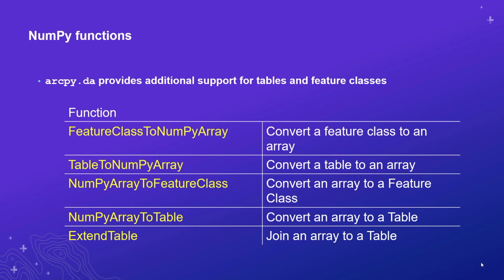There are 5 functions found in the ArcPy library that can be used to convert to and from NumPy arrays. They're shown on this slide. The first 4 are fairly self-explanatory. The 5th, extend table, adds the contents of an array to an existing table as new fields on existing rows. The values from the array are matched to the existing rows based on a join operation.